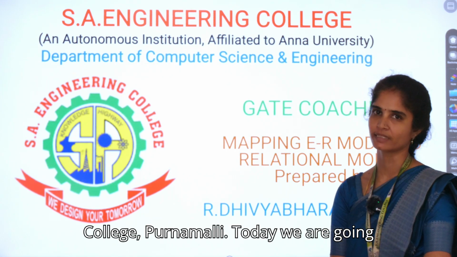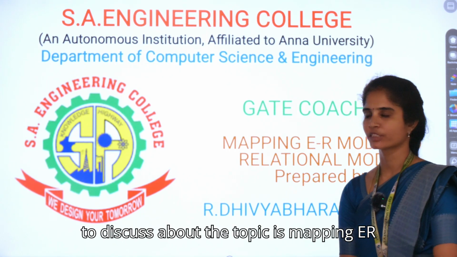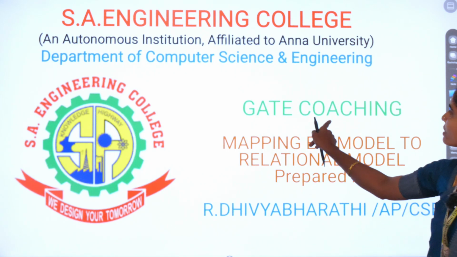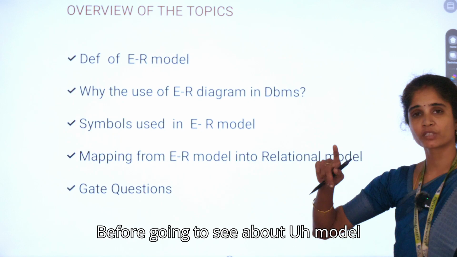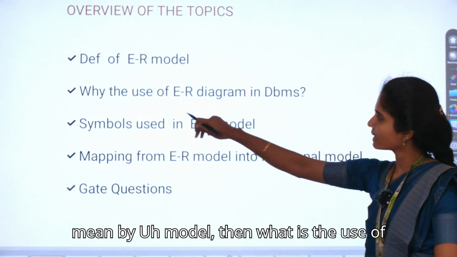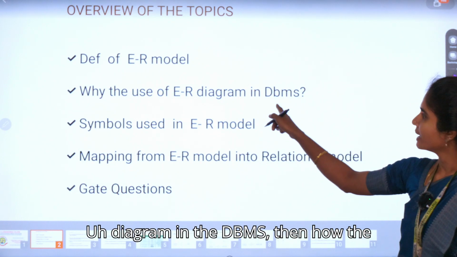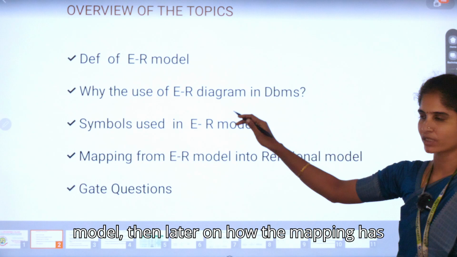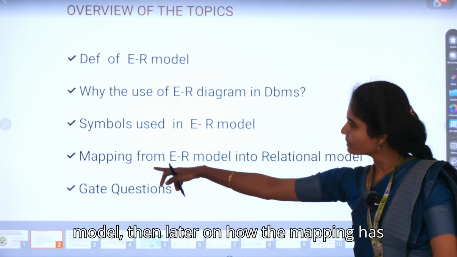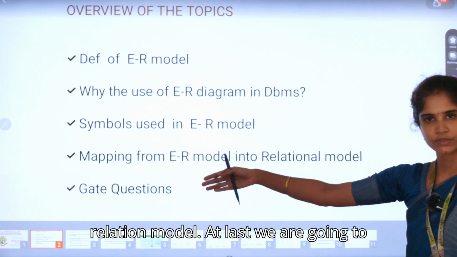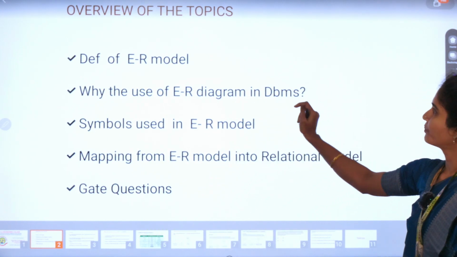Engineering College, Poonamalli. Today we are going to discuss the topic of mapping ER model into relational model. Before going into the ER model in detail, first we need to know what an ER model is, what the use of an ER diagram in DBMS is, how the symbols are used to represent the ER model, and later how the mapping takes place from the ER model into the relational model. At last we are going to see the GATE questions.